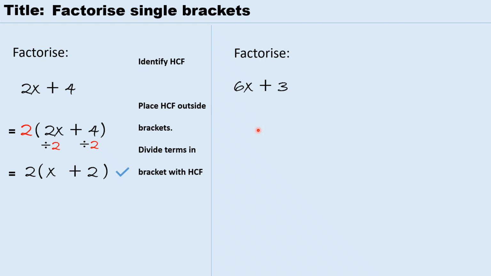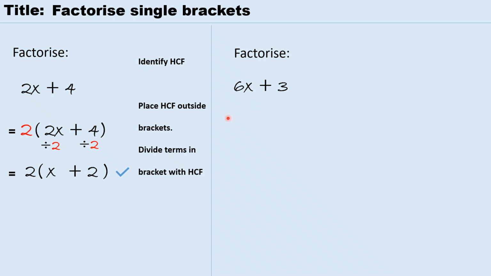Okay, let's start. Again, we identify the highest common factor of 6x and 3, and the highest common factor is 3. 3 goes into 6 without leaving a remainder. 3 goes into 3 without leaving a remainder. Therefore, the highest common factor is 3.